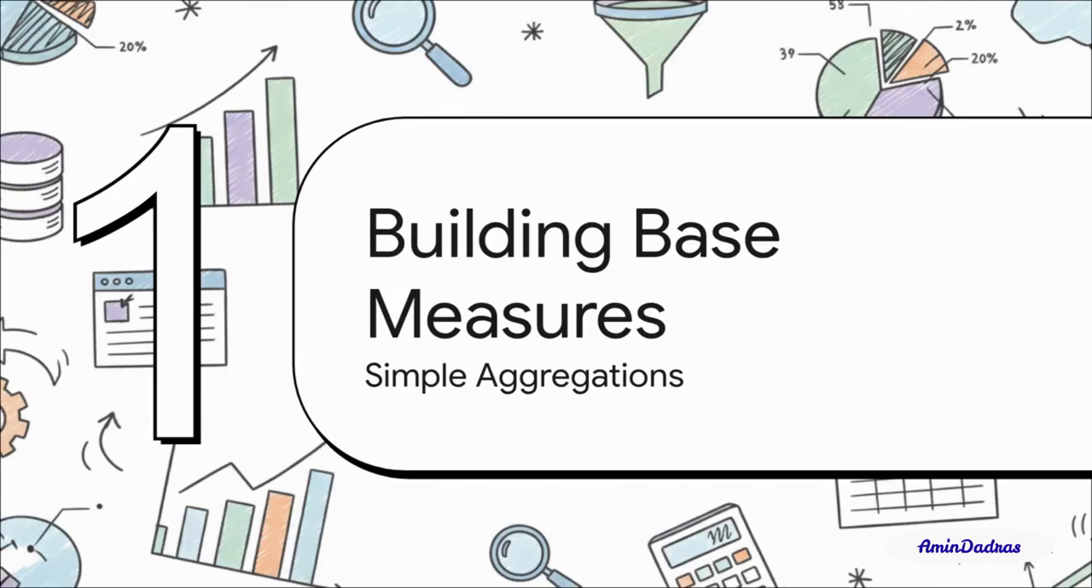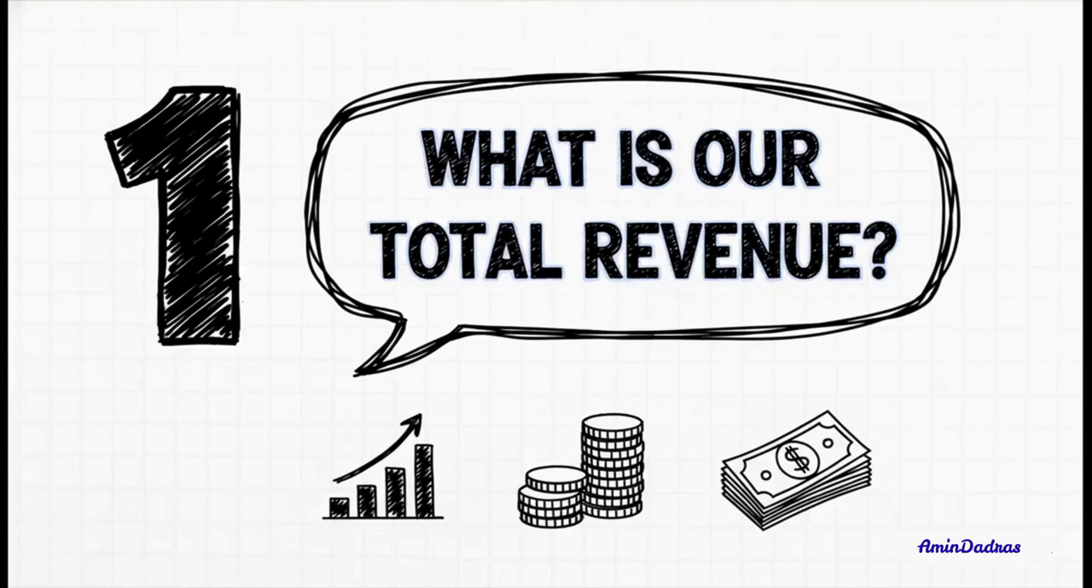First things first, we're starting with part 1, building out our base measures. Think of these as the foundation. They're simple aggregations, but literally everything else we do is going to be built on top of them. So, step 1, we have to answer the most fundamental question in any sales analysis, right? What is our total revenue?